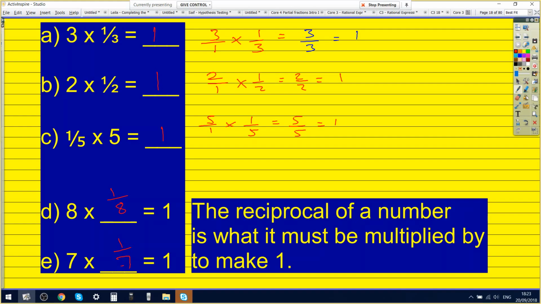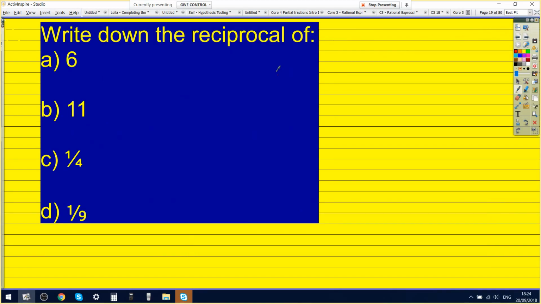1/7. Well done. The reciprocal of a number is what it must be multiplied by to make 1. And so the reciprocal of 3 is a third, the reciprocal of 2 is a half, the reciprocal of 1/8 is 8, the reciprocal of 5 is 1 over 5, and so on. Okay, write down the reciprocal for each of these.